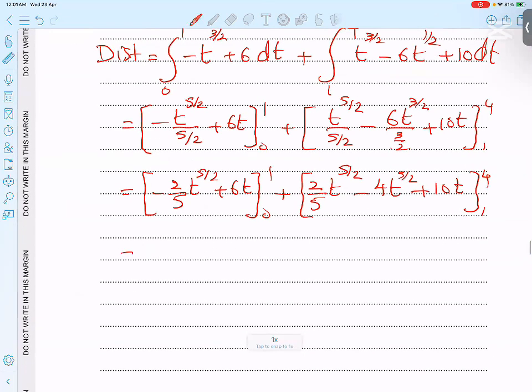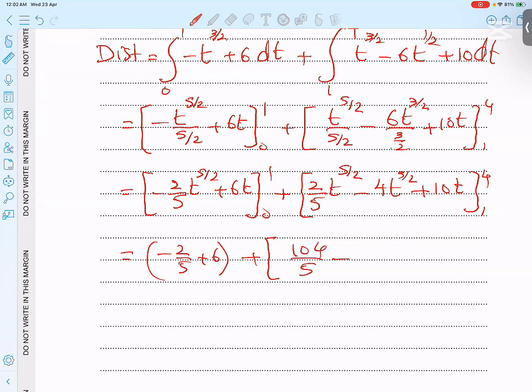Okay, students, now I'm going to plug in one by one. When I plug in 1 in both values, I get inside 2 by 5 plus 6. No need to put 0 because I will definitely get 0. And plus, what about this? Replace everywhere with 4. Let me check in the calculator: 2 divided by 5 in a bracket 4 to the power 5 divided by 2, and then negative 4 times 4 to the power 3 divided by 2, and plus 40. I checked it, and I got 104 over 5.